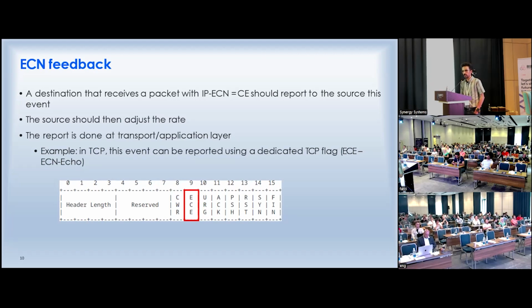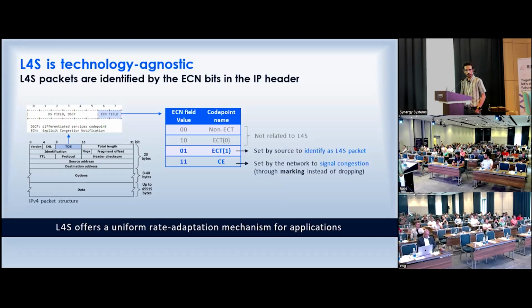Here, whenever we set the bits, the destination notices that congestion has happened, and then the sender is informed. So that, what happens when the rate of transmission is too high, and then this mechanism is used.